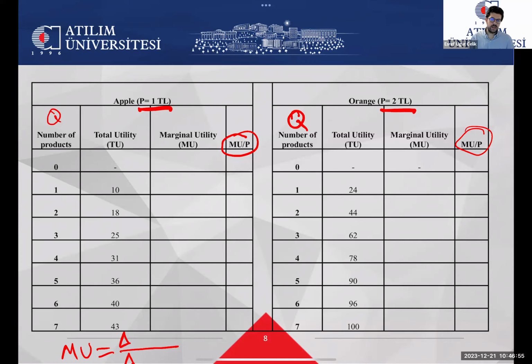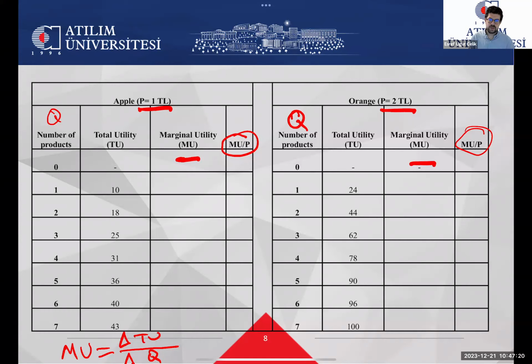Then we talk about the total utility. Total utility divided by quantity. Okay. And in the question, I give the total utility. Okay, let's find the marginal utility. In the zero level, there is no marginal because marginal means additional. So there is no marginal.